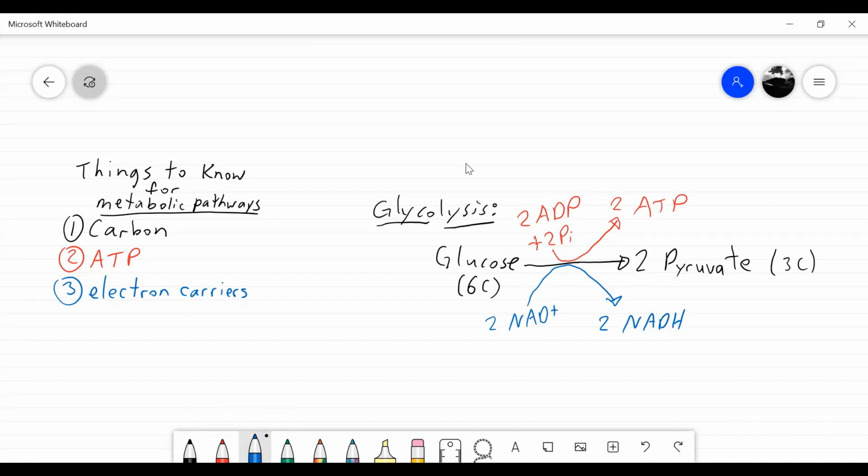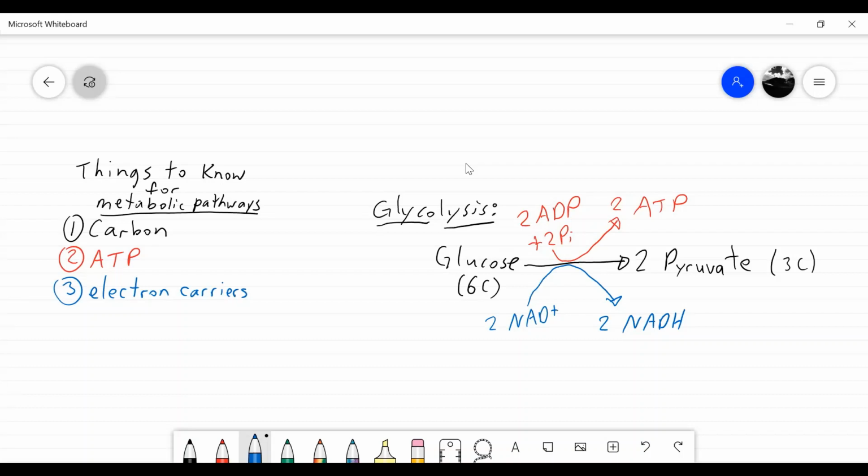So that is, for glycolysis, a good 75% of what I want you to know. I want you to know what's going on with the carbon. It's getting broken down. We have words for that: catabolism, broken down. We can say oxidized. We're making 2 ATP. How do we make ATP? We need the ingredients for that: ADP and inorganic phosphate. And we're making 2 NADH. What do we need for that? We need to oxidize a compound, and we need NAD+.